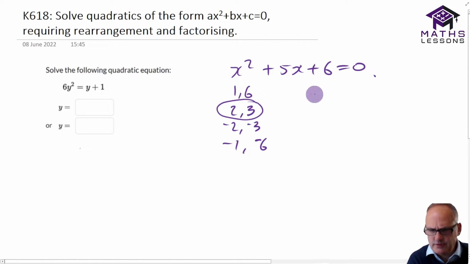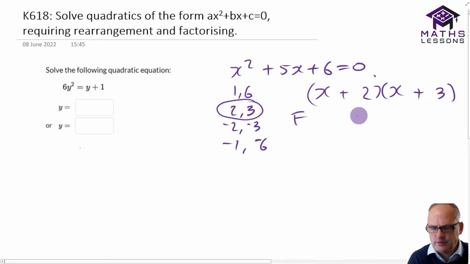So what I'm going to do is write my double brackets out. To get the x², I need x times x. And remember, these two numbers must times to give me 6. So I need the 2 and the 3 here. So I want 3 times 2 to give me the 6. And what I'll find is that 2 times x plus 3 times x will give me the 5x.